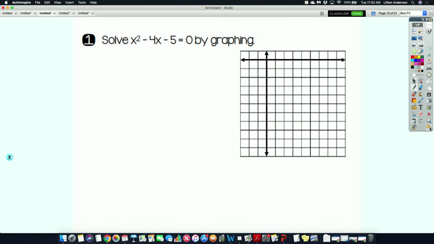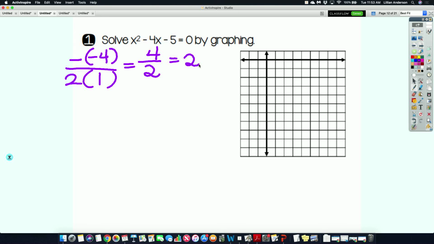The vertex is found by doing negative b all over 2a. What's b? Negative 4. What's a? 1. So negative negative 4 is positive 4, over 2 times 1, which is also 2. So 4 divided by 2 is 2. So 2 represents the x coordinate of your vertex. 2 also represents what other piece of information? The axis of symmetry. So remember, that's the same formula. Just a little review from what we just talked about.